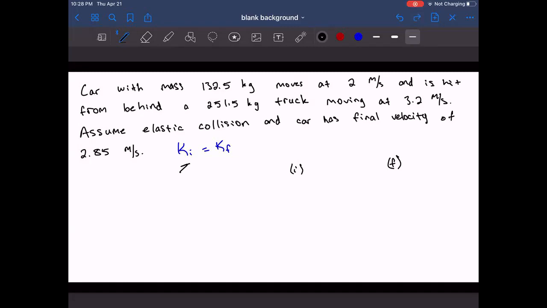So car, truck, I'll try to make it longer. And 3.2 meters per second. 2 meters per second on the car.